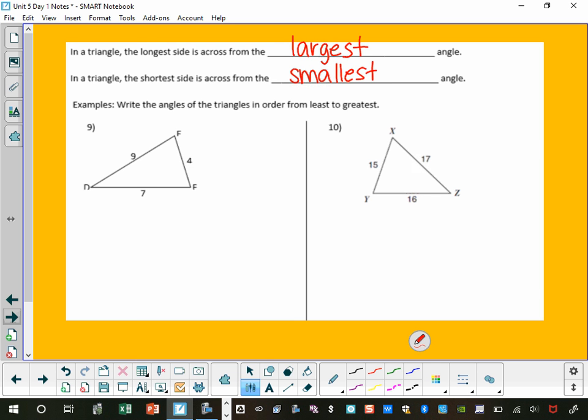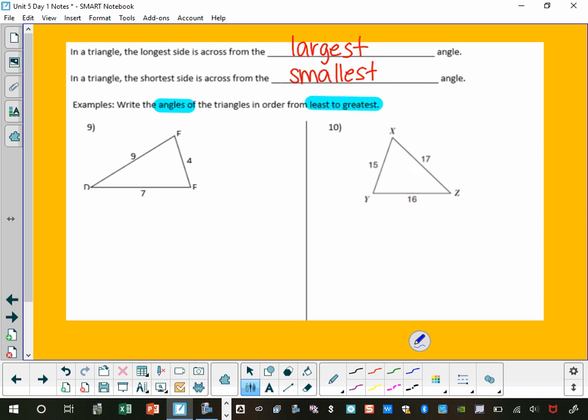So look at number 9. Actually, look at your directions first. This is the big part of it. Write the angles in order from least to greatest. If you don't pay attention to that, it's going to be wrong. Okay, so we're doing least to greatest. Let's look at my sides first, because I don't even know what my angles are. Okay, my sides can tell me how to put my angles in order.